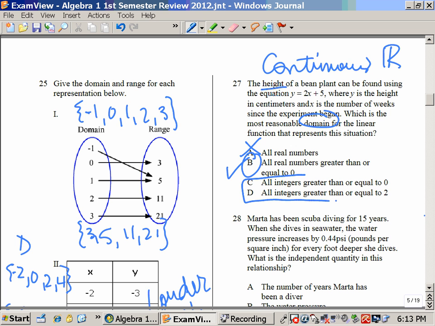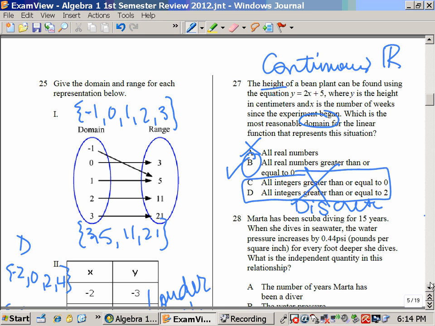When you're looking at C and D, you're talking about discrete data, which would be like counting tires or something like that. So discrete data would not be this problem. Your answer to 27 is B.